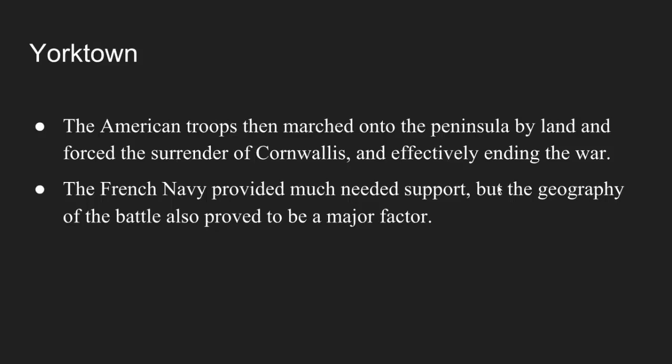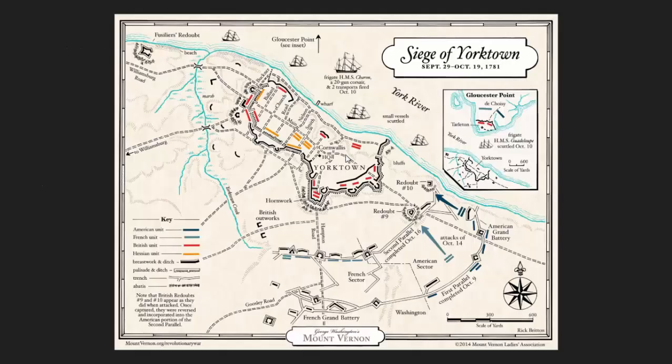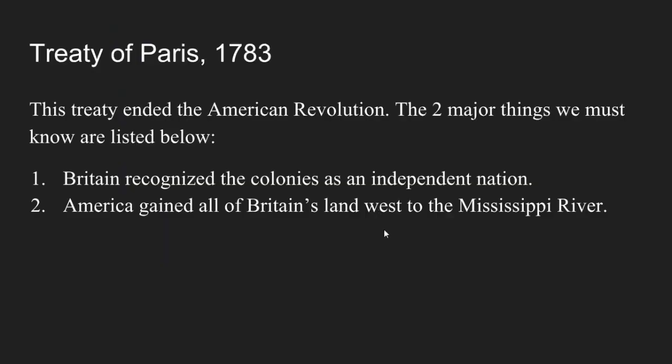But the geography of the battle also played a major role. Here you can see Yorktown. This is where Cornwallis was. So again, he essentially allowed himself to get trapped. That wasn't a huge concern to him because he thought, well, we'll just get here on the river and sail away. But as I mentioned, the French were there, so they essentially cut off that escape route. So he was trapped. The final thing we'll look at in this video is the Treaty of Paris of 1783.